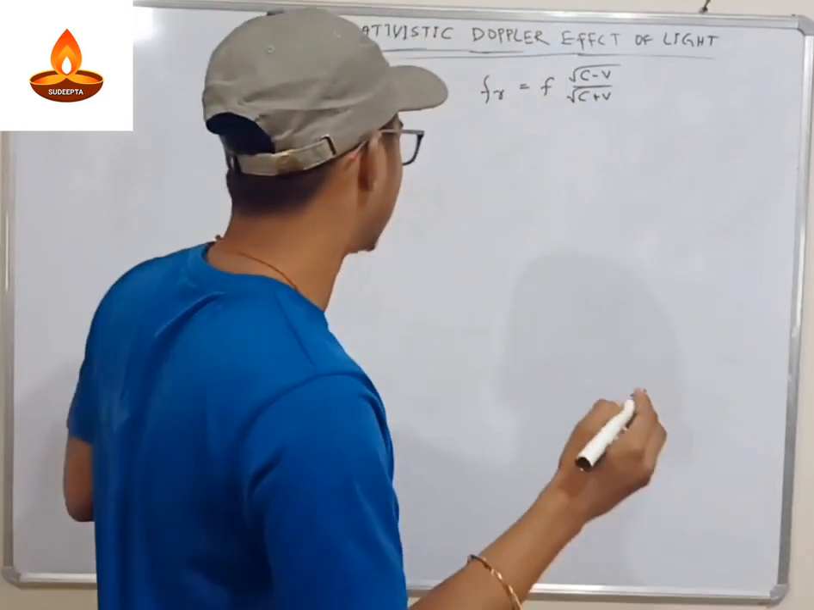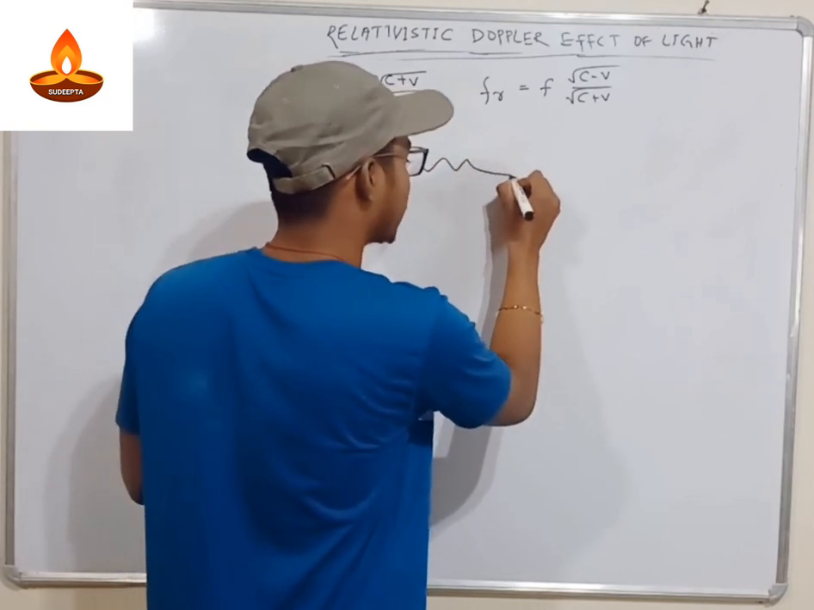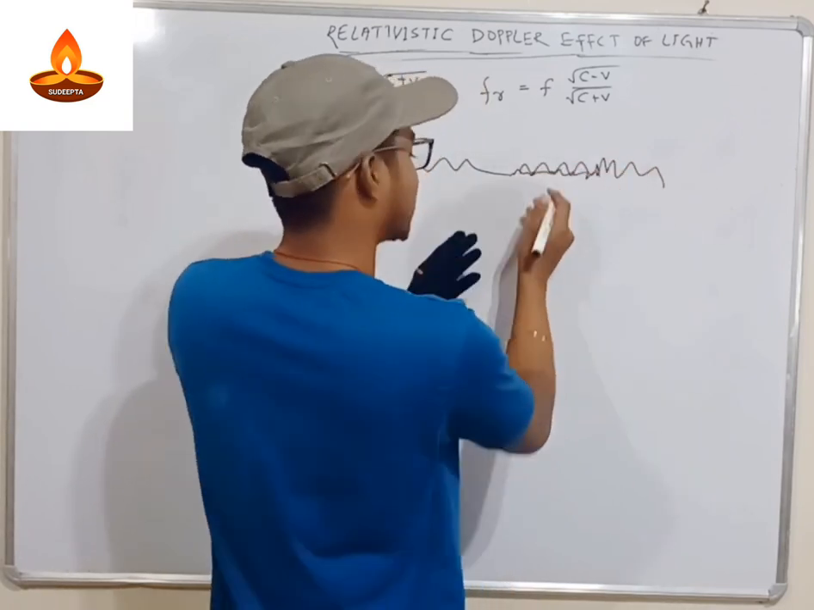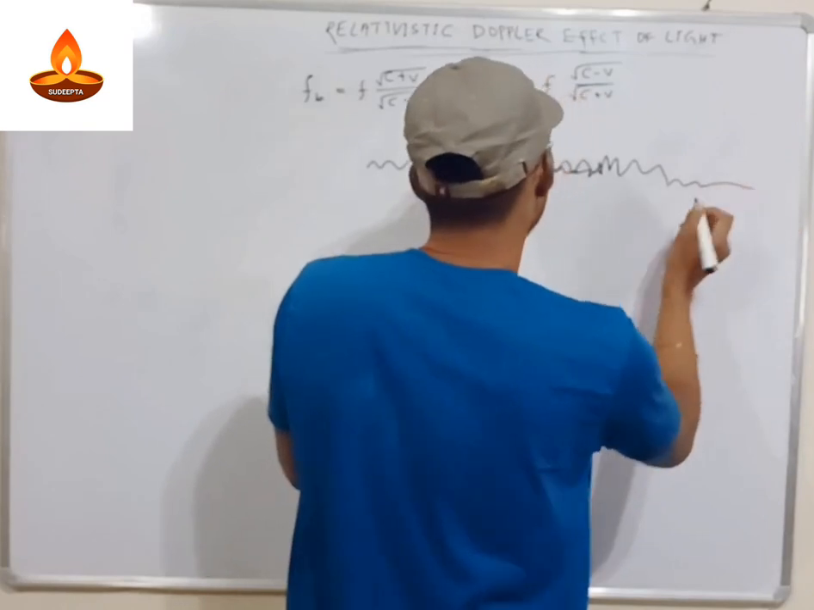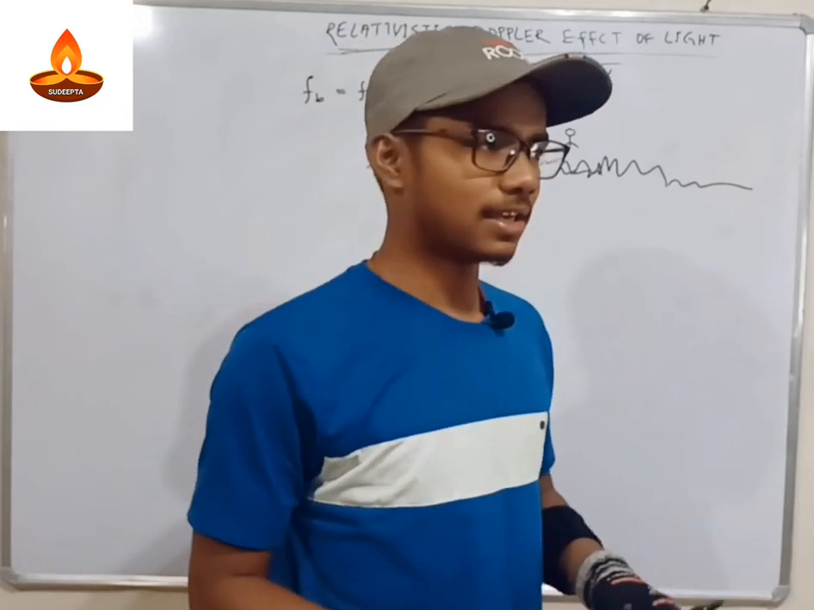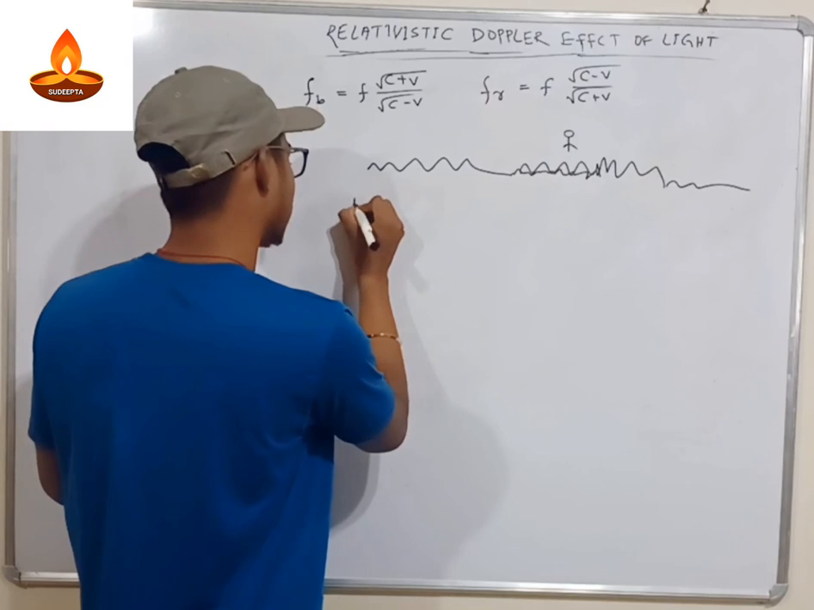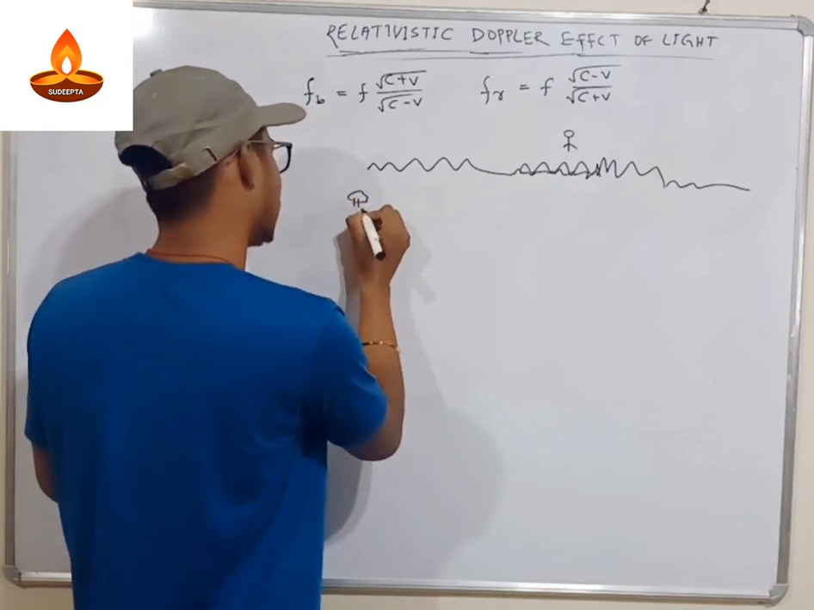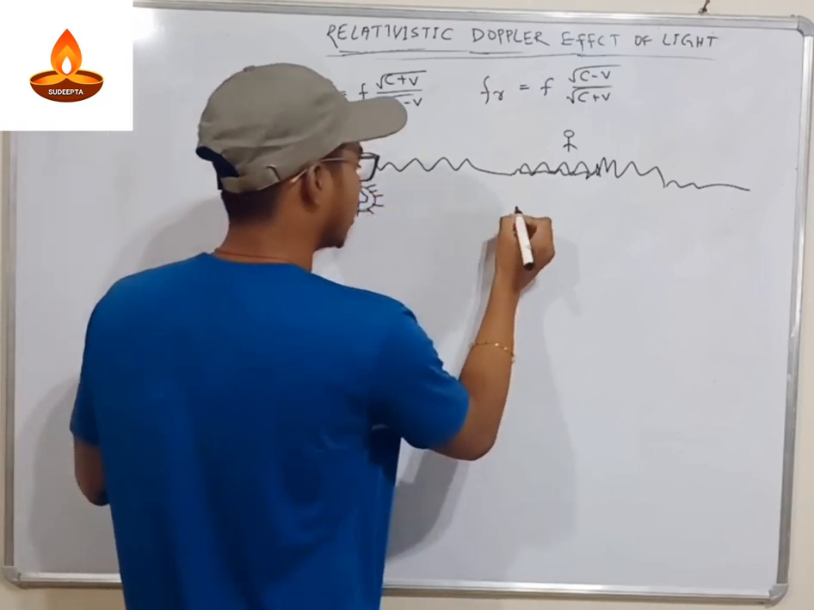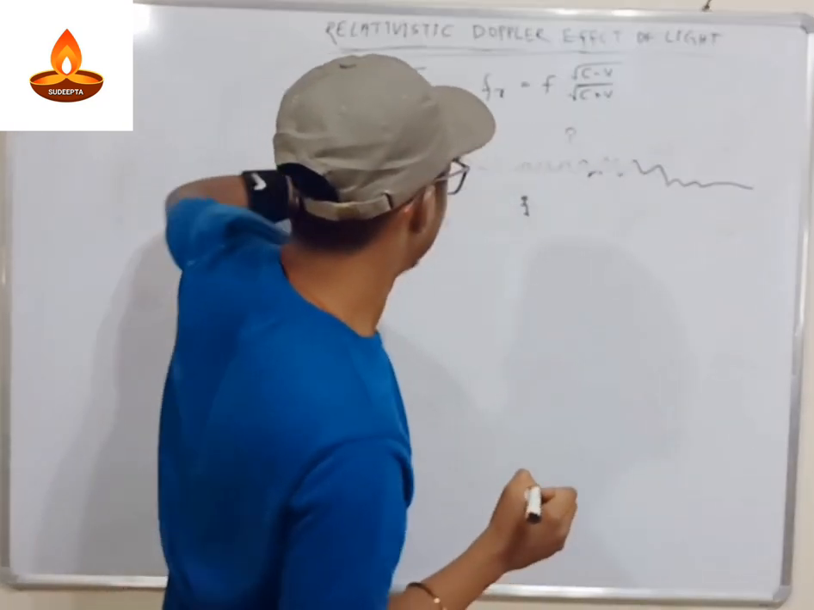How do the waves look? This is when it is far from you, and this is when it is near to you. The crests start happening very closely when it is near to you. For example, you are standing here. So what happens in the classical mechanics Doppler effect? There is a source, let's say this is the source, and it creates sound waves. And this is you, the observer.